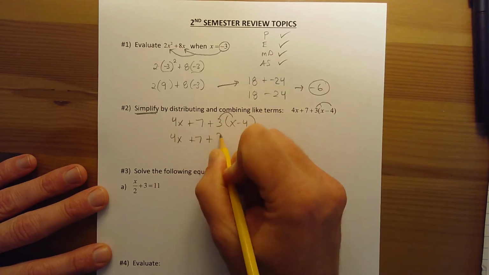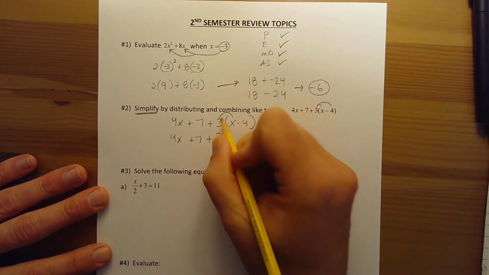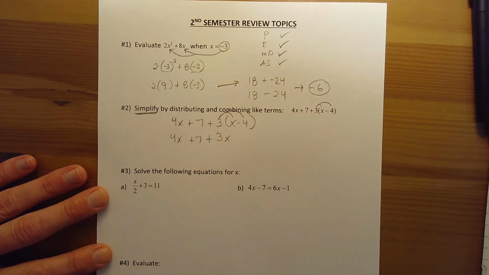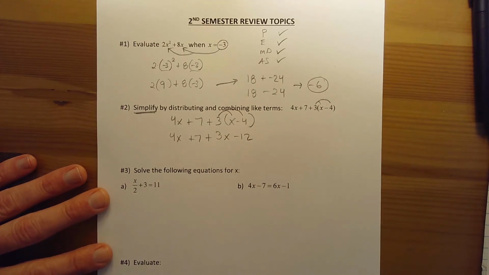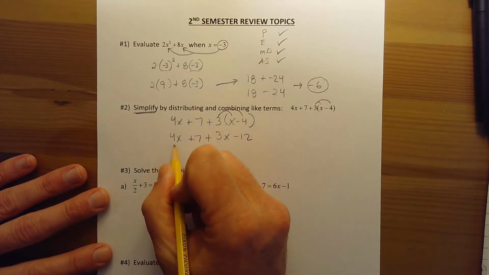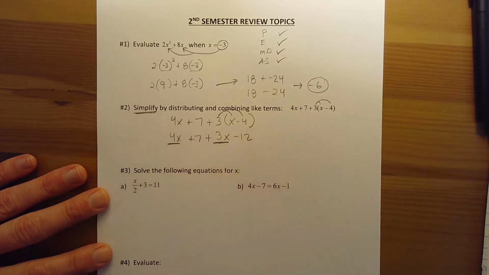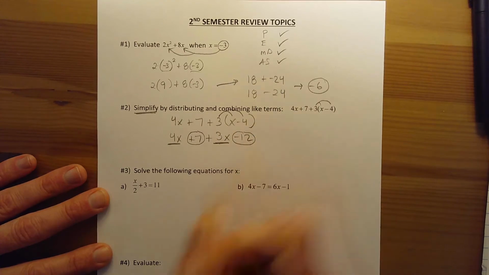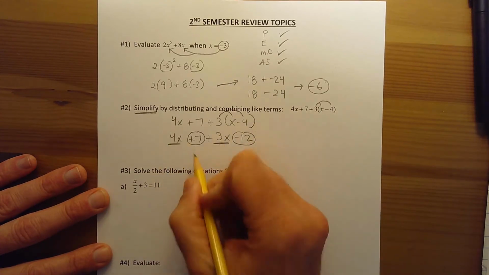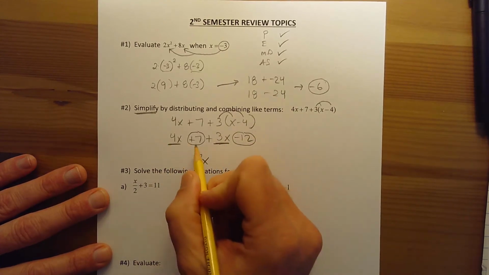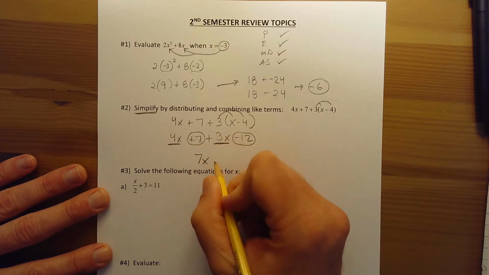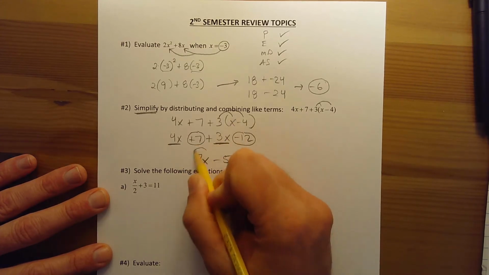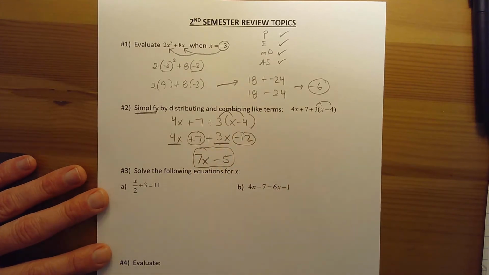This distributes to be a 3x. 3 times x is 3x. This distributes to be 3 times -4, which is a -12. Now, in order to combine like terms, we need to label. Those are like terms. These are like terms. So 4x plus 3x would give me 7x, and +7 minus 12 would be a -5, and there is our final answer. That is now in simplified form.